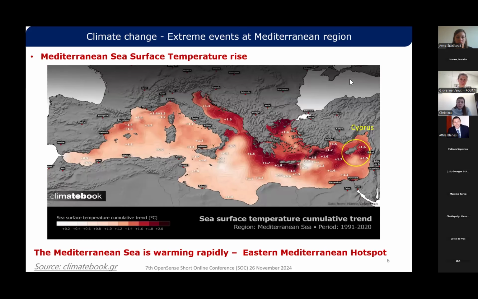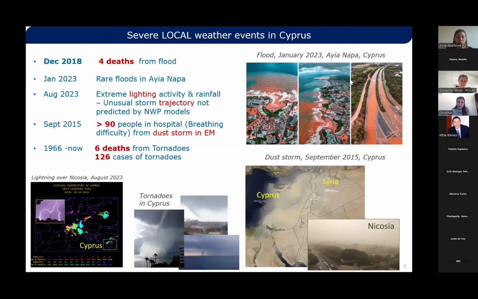The Mediterranean Sea also faces very rapid warming recently. There's a sea surface temperature rise, and this rise is particularly intense, as you can see, in the Eastern Mediterranean region. So the Eastern Mediterranean region, in terms of climate change, has been identified as a hotspot. Particularly the Cyprus region is identified as a hotspot mainly for heat waves and dust storm events.